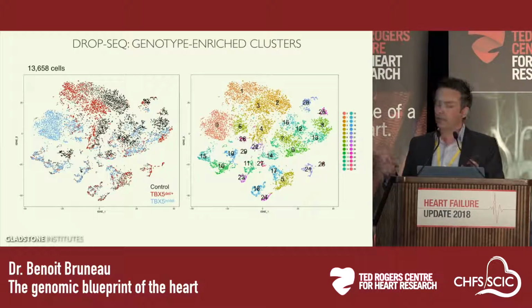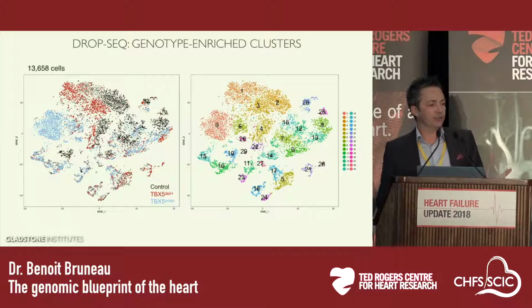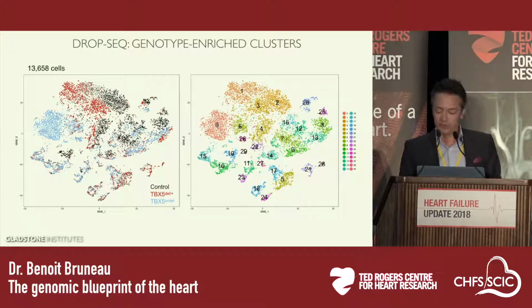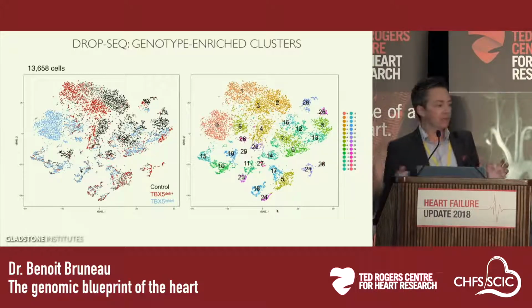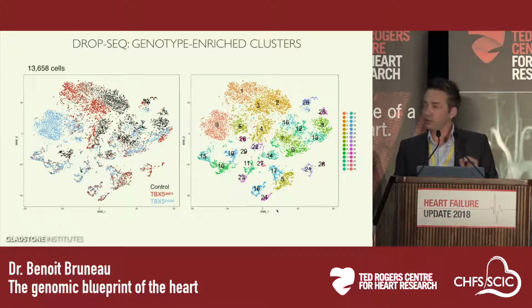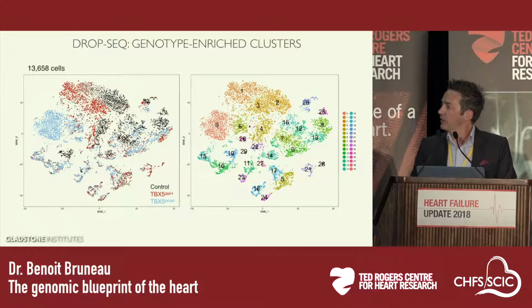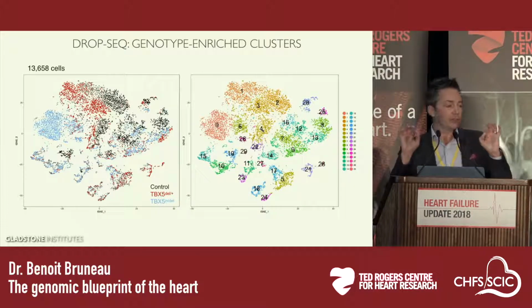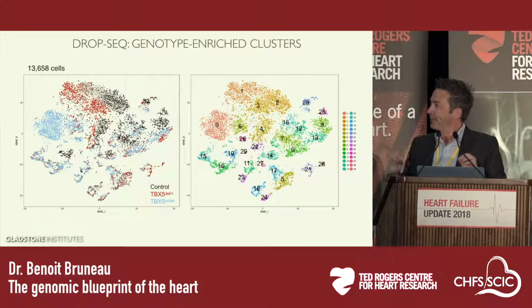This looks like a big messy cloud, but it's actually a two-dimensional statistical representation of the transcriptomes of over 13,000 cells. It's called a t-SNE plot. And it's using multi-dimensional principal components analysis for these thousands of transcripts and thousands of cells, and then compressing it into 2 dimensions. And what you can see here are groups of cells that are colored. So each dot represents the transcriptome of a single cell. And so there's 13,658 cells here.